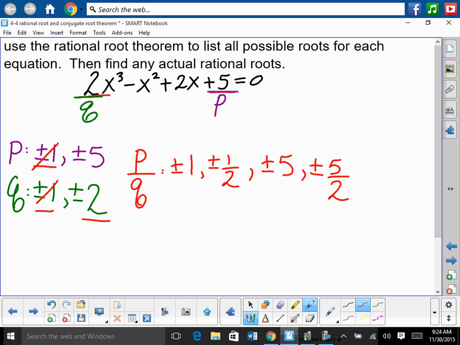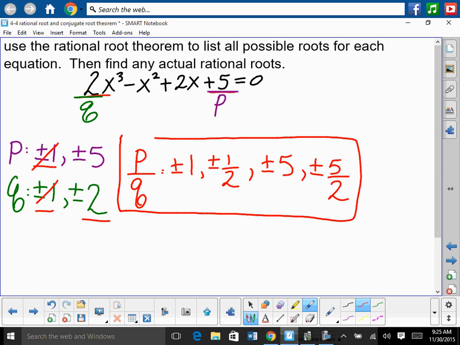Now that we've done all possible p divided by q's, guys, these are the only possible rational roots of our polynomial. So look, now we can see that it's either positive 1 or negative 1, possibly. Positive 1/2 or negative 1/2 is also a possible root. Positive 5 or negative 5, also possible. Positive 5/2 or negative 5/2 is also a possible answer. So now we have it limited down to these things. That's the rational root theorem.